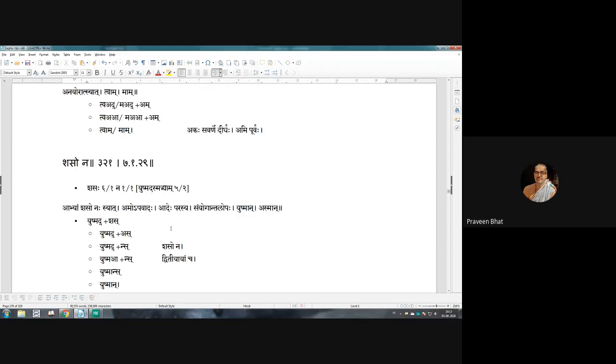So this shows a specific rule: only after a yushmad or an asmad shabda, the shas will be taking the na adesha. Therefore, since panchami is governing the replacement of the sthani, it will invoke the paribhasha sutra adeh parasya, which is an apavada to alontyasya. Generally it is antyasya alaha, but here it is parasya adehe alaha: the first letter of the following sthani is replaced.